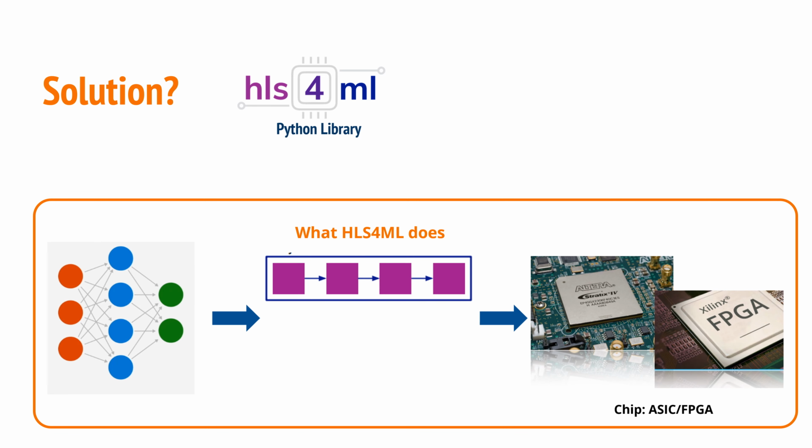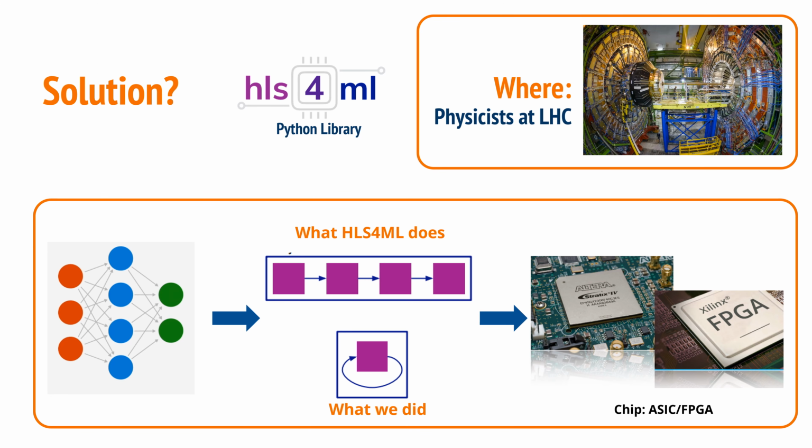Now what's the solution to this? HLS4ML is a Python library which works on solving this issue. It takes neural network models and directly synthesizes them on FPGA without the need of writing hardware code from scratch. Now the downside is that it creates new hardware for each of the layers. This is not scalable for larger models. Hence, we wanted to create only a single piece of hardware to reuse for all the layers, and this is what we are aiming for in this project. This work will be helpful for physicists at CERN who originally created this library.